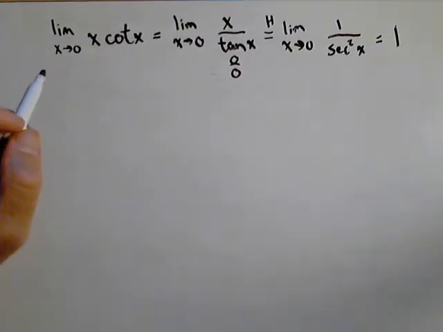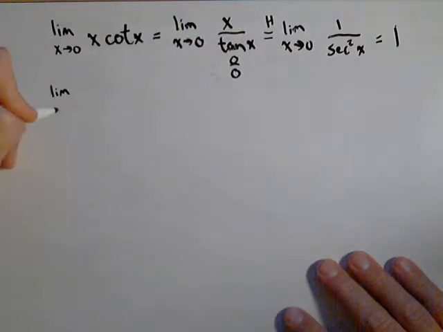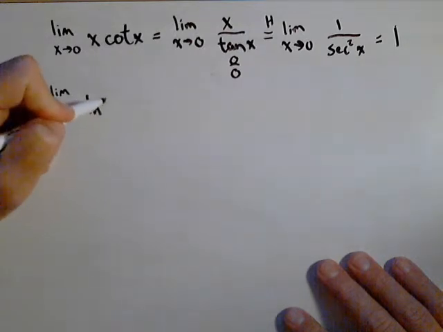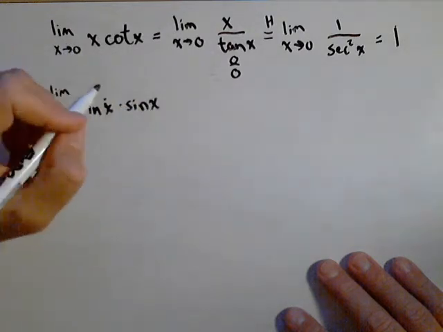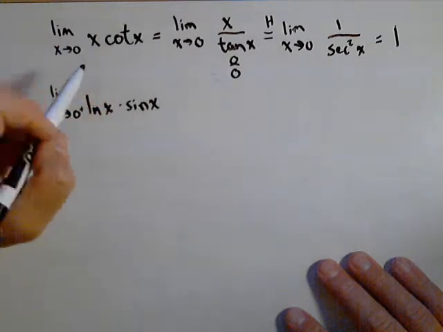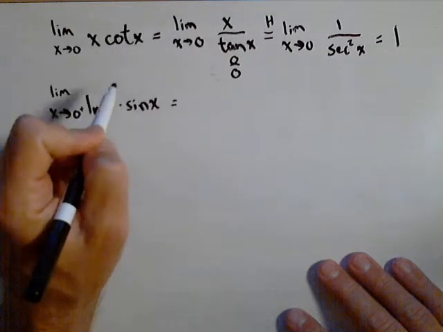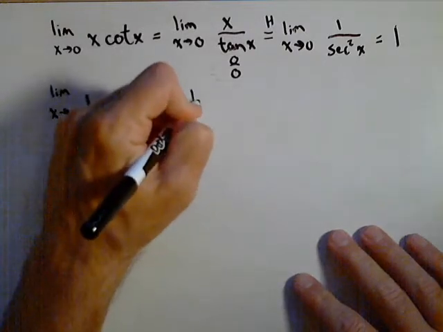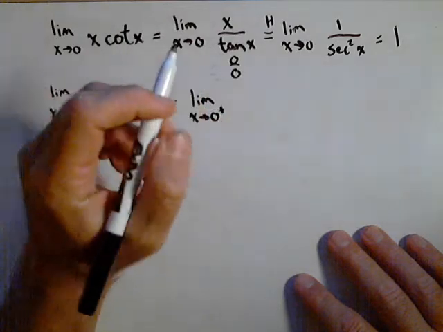Let's take a look at one that gets a little bit messy. So we're going to do the limit as x goes to 0 of ln of x times sine of x. Let's say we're going to 0 from the right to keep it defined. Ln of x is asymptotic there, so it's going to go to infinity. Sine is 0, so we've got an infinity times 0 case. So we're going to want to rewrite this so that we have 0 over 0 or infinity over infinity.